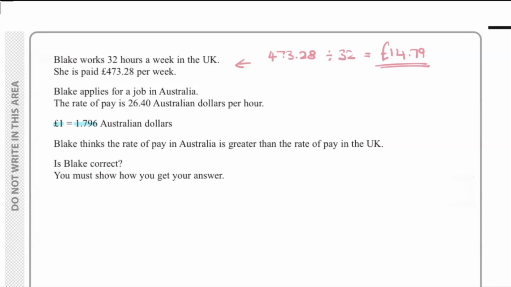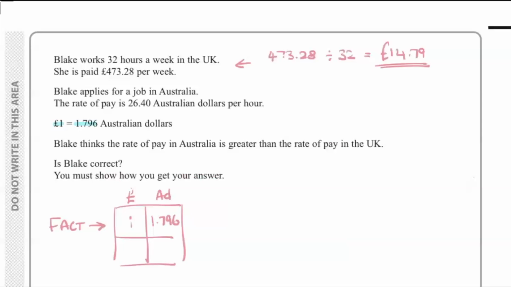Now we're going to pop our information in, Australian dollars. That's a fact. Facts always go in the top there, okay? Her rate of pay is 26.4. So that's your Australian dollars going in the Australian dollars column. There's our trap number.